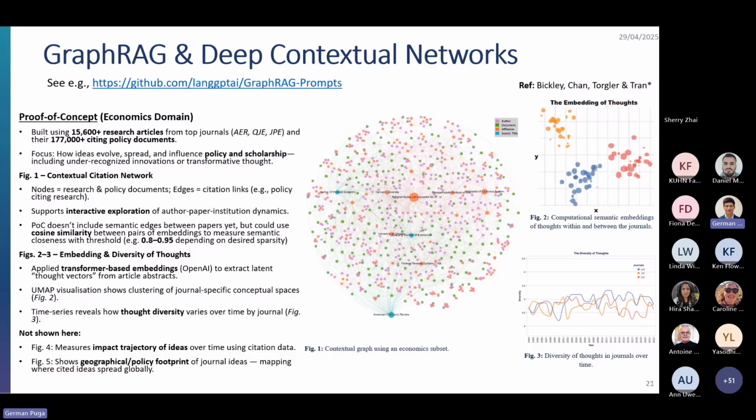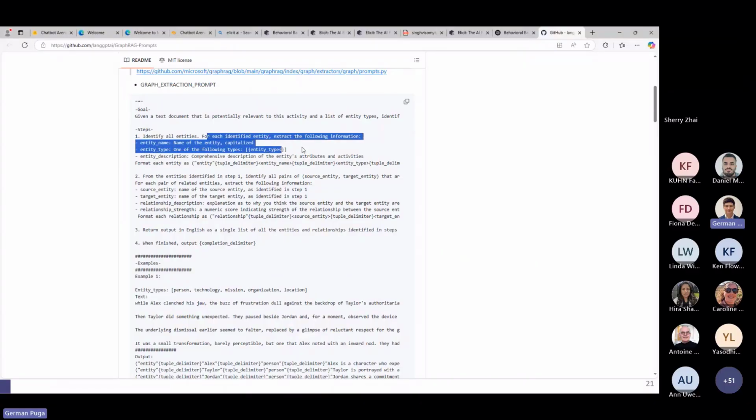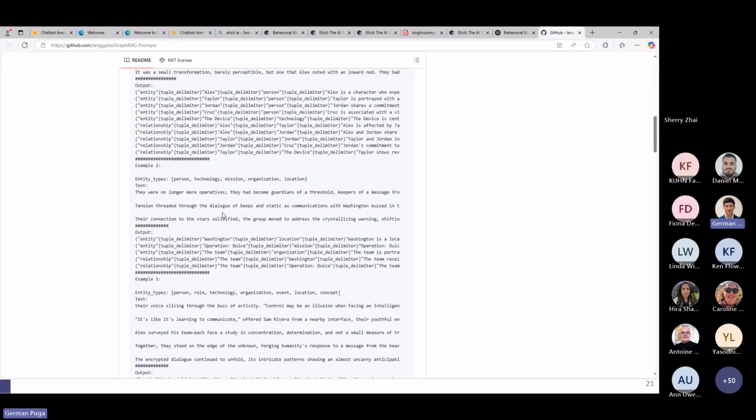An extreme example of this sort of network construction, or graph RAG, if you want to call it that, deep context networks, and again, that GitHub, you can actually extract graph-based information from papers themselves, right? If I jump over to this graph RAG prompt, I feed in a paper and ask it to identify all the entities, the names, the entity types, the entity descriptions. From the entities, identify all pairs where they relate to each other. So what you're doing here is getting it to output basically the basis of a graph, like a network, right?